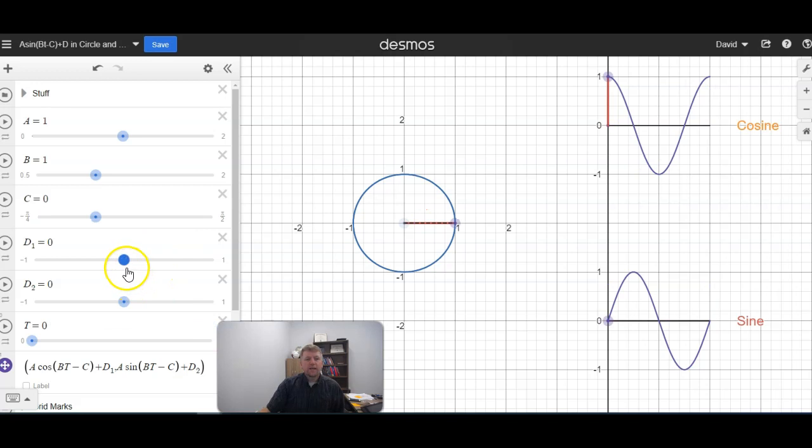All right, and then finally D1 and D2, there are two different ones. There's one for the cosine and one for the sine, the way I've got it written. But you can see D1 is going to be a horizontal shift from the center of that circle. And D2, because it's attached to sine, remember sine's a y-coordinate, is a vertical shift from that y-coordinate, right?